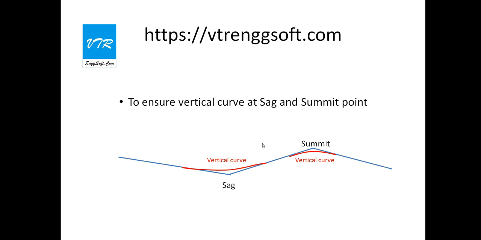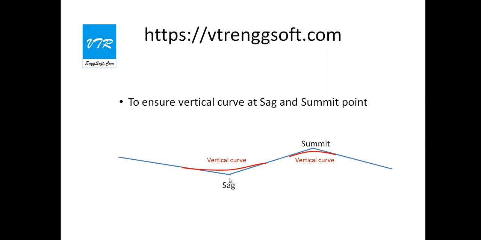Coming to the facilities available: if you take a road or railway track, there will be some down gradient and up gradient, falling and rising gradient. Normally, a down gradient followed by an up gradient will form a sag. This point is called a sag. And an up gradient followed by a down gradient forms a summit, the apex point. So these two types of locations we should take care of.